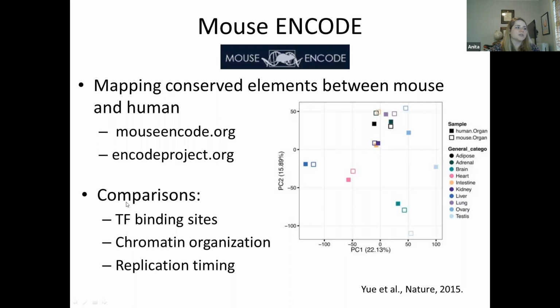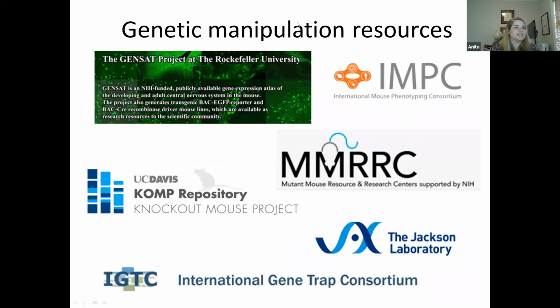So they're also trying to compare where transcription factors bind, how the chromatin is organized, when cells divide, and what genes are important for different cell divisions during development. And a lot of it is conserved. So that's good news for us that work on mice. There are a lot of places where you can find knockout mice or pre-drivers. So the days are gone when a lot of people are making their own mice.